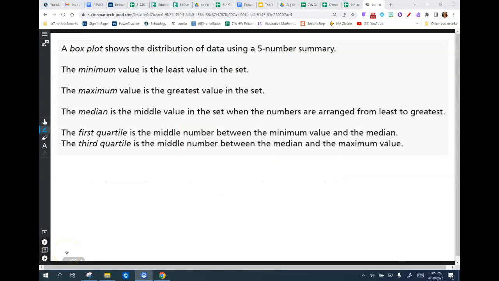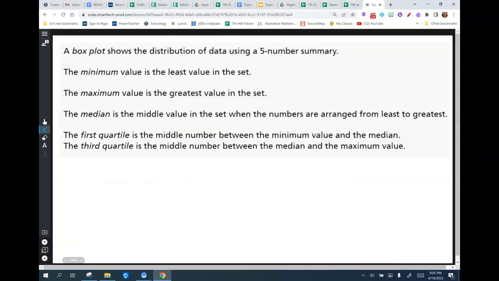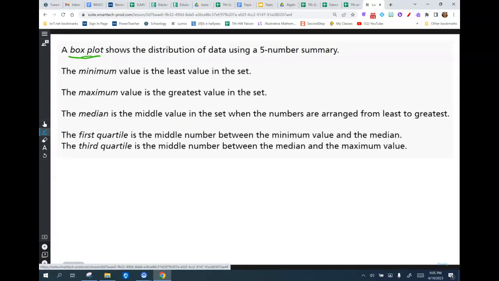Now the next kind of data display we're going to be talking about is what's called a box plot. A box plot is sometimes called a box and whisker plot, and I'll show you why when we create one. You should have these all in your notes. Write those down, first and third quartile. So you're just filling in. A box plot shows the distribution of data using a 5-number summary.